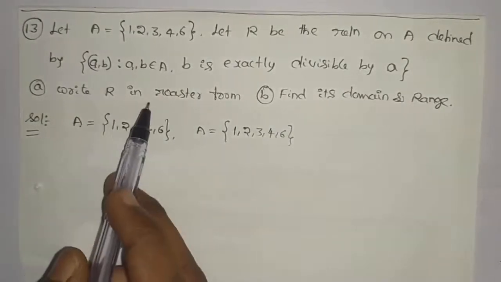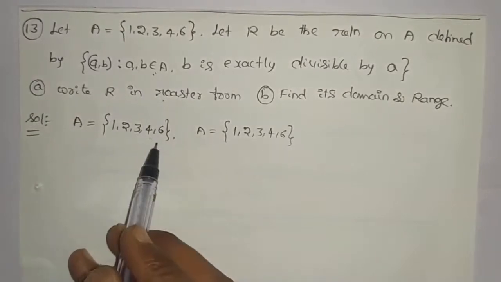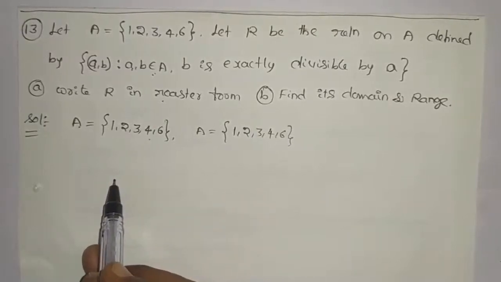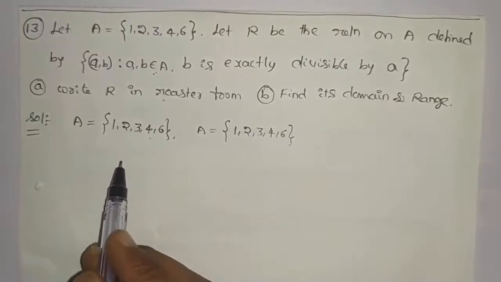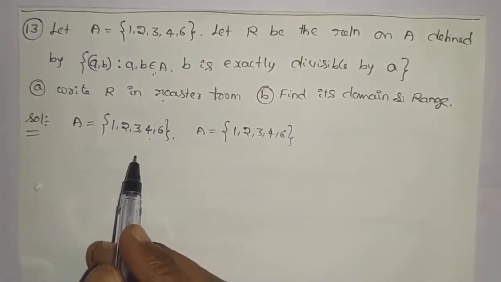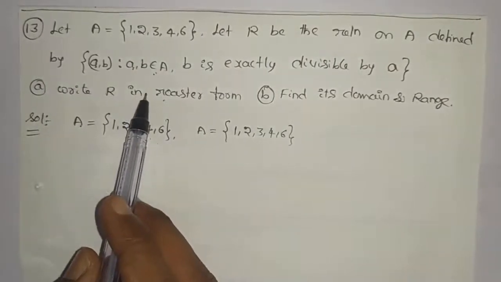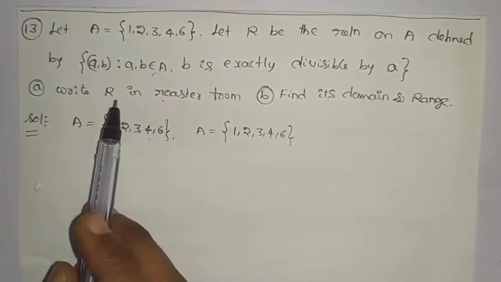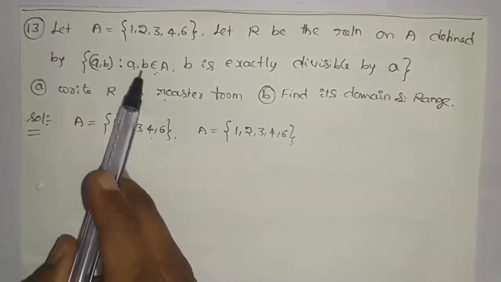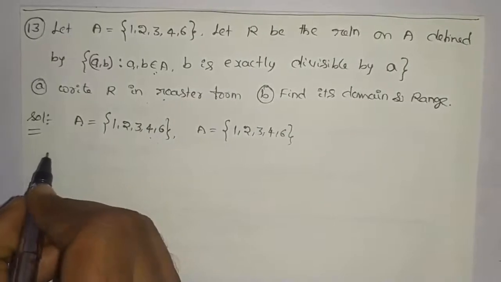First, to write the given relation in roster form, if we have the Cartesian product, we find it very easy to write in roster form, so I am finding the Cartesian product. Without the Cartesian product also we can write the roster form, but you find it very difficult to write the given relation in roster form without the Cartesian product. Let us find the Cartesian product.